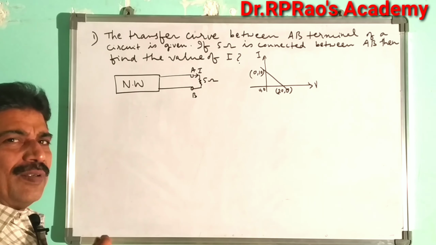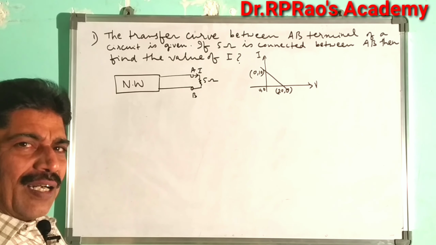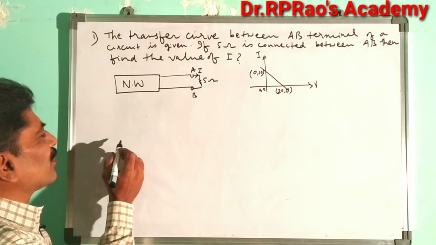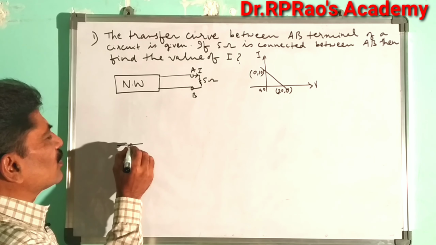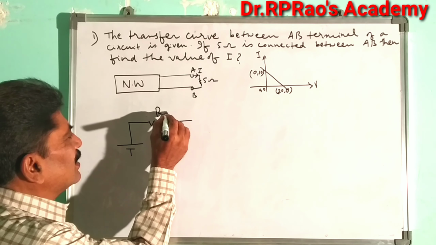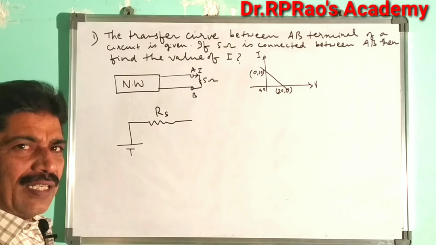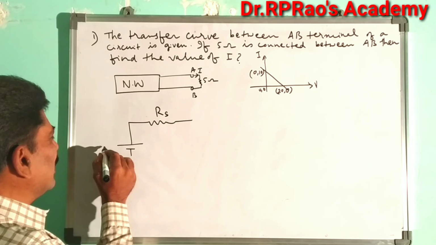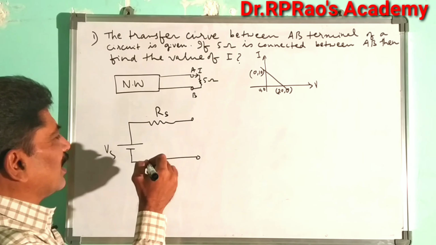This network can have any number of active elements and any number of passive elements. This network can be reduced to a voltage source in series with a resistance. We call it the equivalent resistance of all resistors of this network, and this is the equivalent source of all the sources given in the network. Let this be Vs. Consider this as case 1.